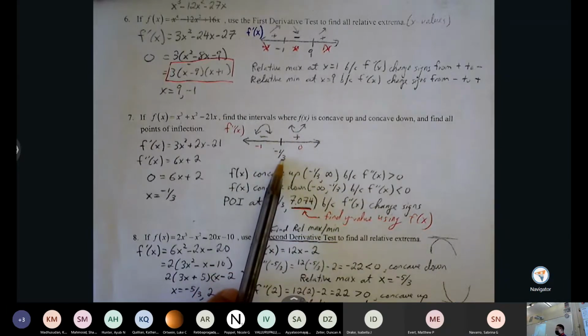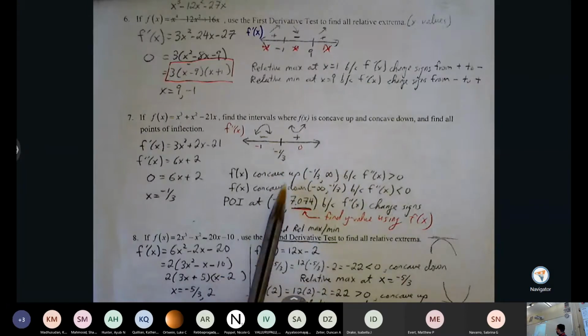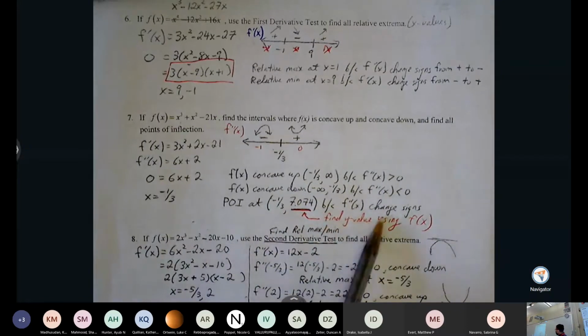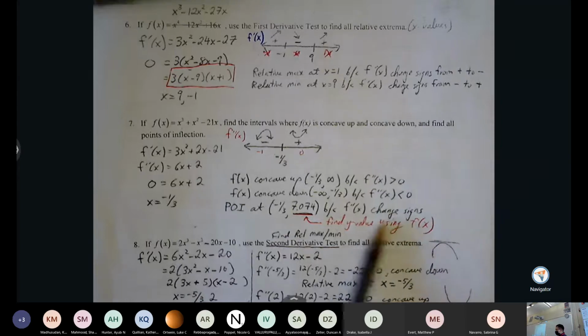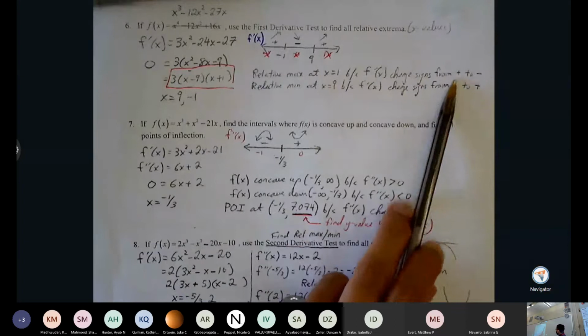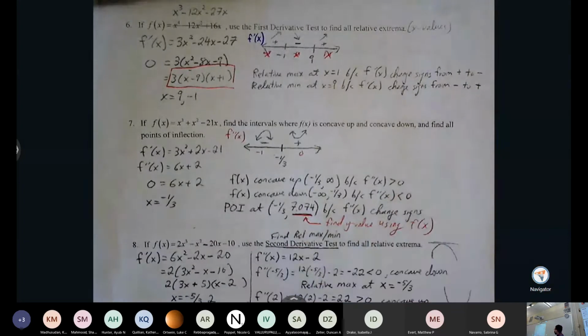Your critical point is no longer a candidate for max and mins. Now these are candidates for points of inflection if there's a change in sign. And then you write because statements like you did with the first derivative test. For a point of inflection, you don't have to specify the change from positive to negative or negative to positive. If you just say that f double prime changes signs, that is sufficient. But for max and mins, you do have to specify which sign comes first, followed by which sign. Any questions with 6 or 7?